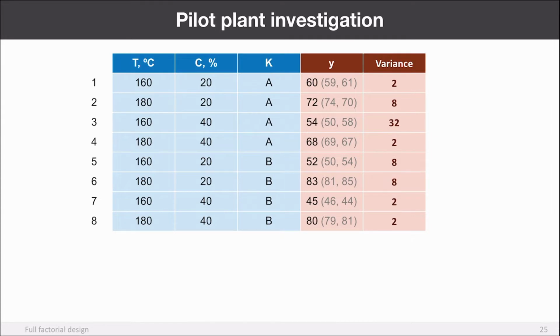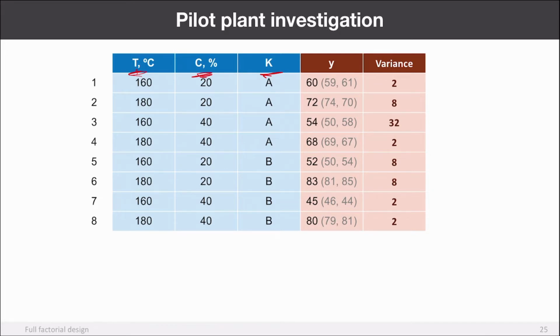Okay. Let's get back to our first example. One of the first examples, it's pilot plant investigation. You remember it's the investigation when we use 3 factors and we investigate how these factors influence the yield of a certain chemical reaction. The factors are temperature, the concentration of catalyst, and the catalyst type. And then we use double runs, so it means that we have 16 runs in total.